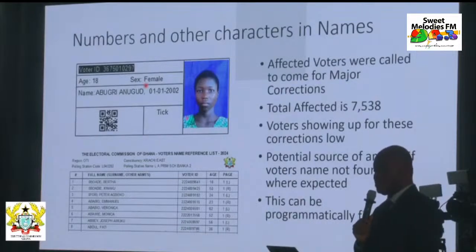And indeed, we came up with 7,538. There was an active move to try and get these voters to come and have these errors corrected. Unfortunately, not all of them showed up.